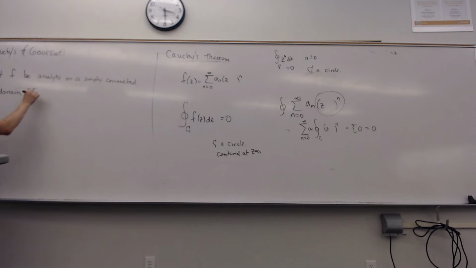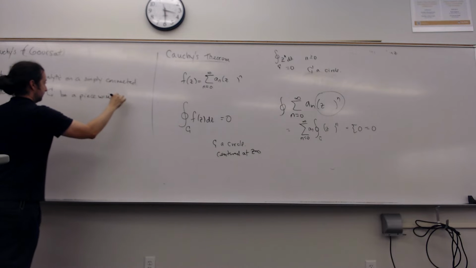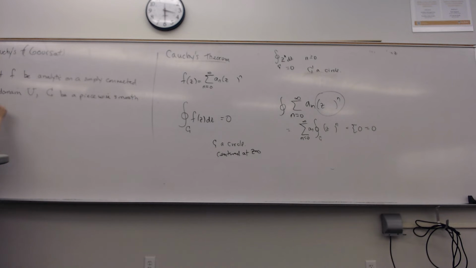And let C be a piecewise smooth, simple... You know, math class is getting good when objects get 5 or 6 adjectives, right? A piecewise smooth, simple, closed curve in U. Then the integral of f around C is 0. So that's the precise set of conditions that we need here.